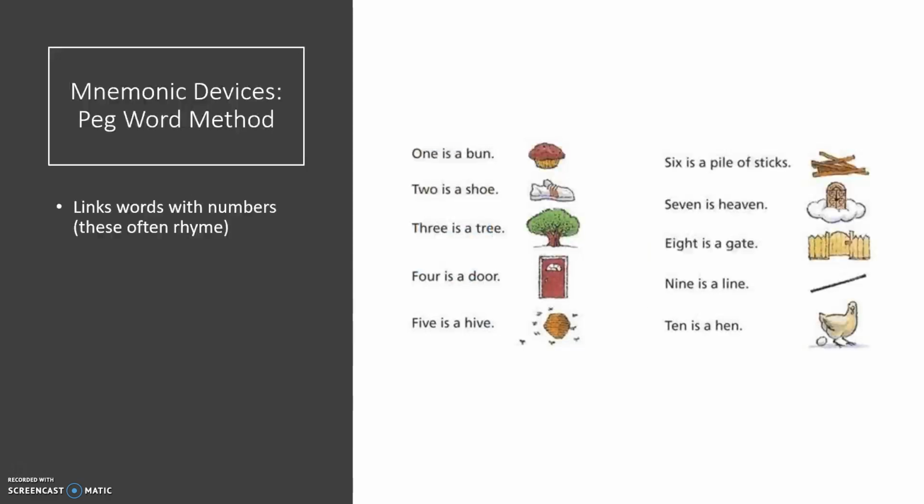There's also something known as the peg word method. You link words with numbers, which often rhyme. So this is the universal little technique here. So 1 is a bun, 2 is a shoe, 3 is a tree, 4 is a door, 5 is a hive, 6 is a pile of sticks, 7 is heaven, 8 is a gate, 9 is a line, 10 is a hen. Just remember that right there.